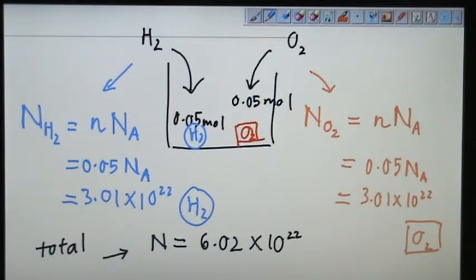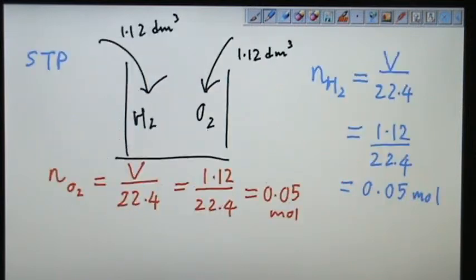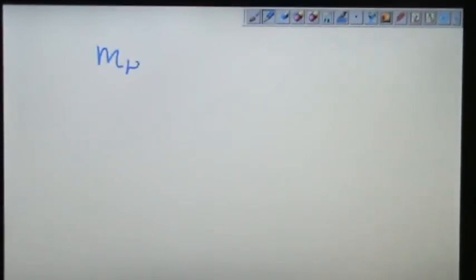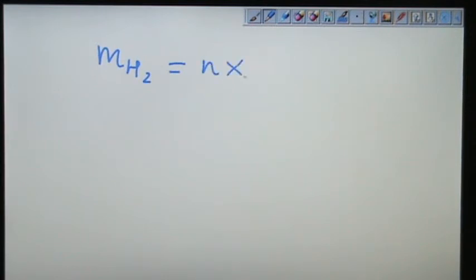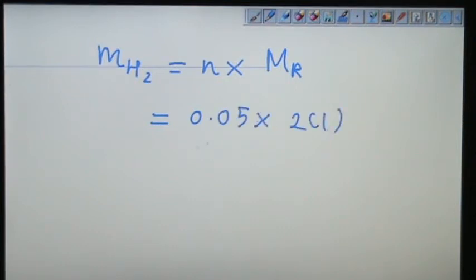Alright, so how about the total mass of the gases in the container? We use the same number of mole, 0.05, remember, 0.05 mole. Now we find the mass. Mass of, let's use hydrogen first. Mass of the hydrogen, remember, mole times molar mass. Remember the mole is 0.05. Remember hydrogen is 2 times 1. Are you able to get 0.1 gram? Yes, of course.